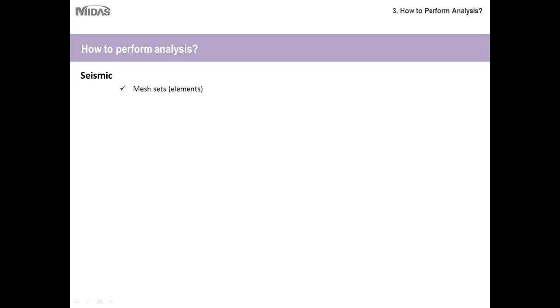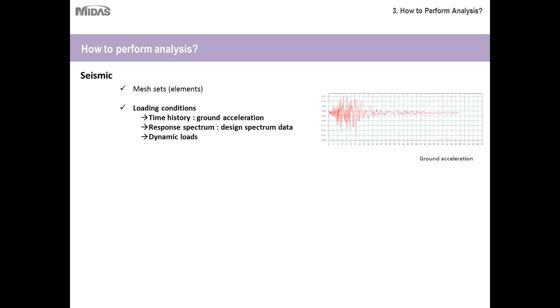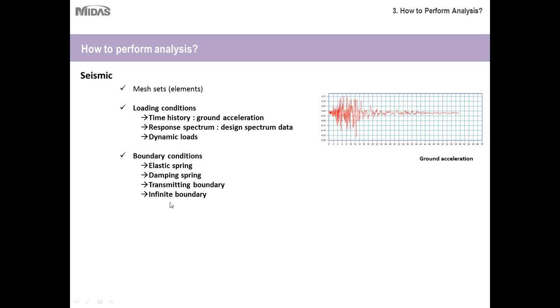So what you can do is first create the mesh size, then you can create the loading conditions for time history, response spectrum, and dynamic loads. So you can get these kinds of ground acceleration graphs, where you can apply different types of earthquake records to your soil strata. And then you have to apply the boundary conditions. The boundary conditions could be as simple as an elastic spring, or a damping spring, transmitting boundary, or infinite boundary.